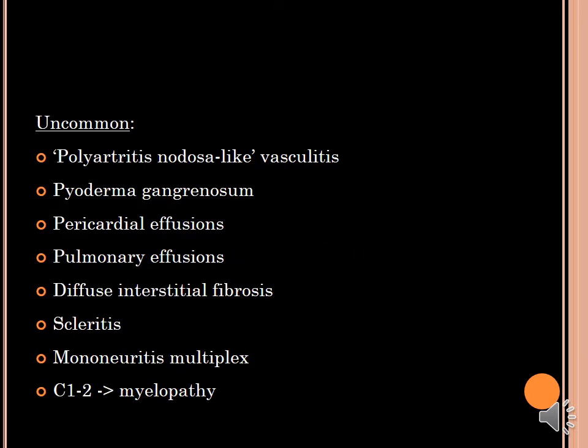Uncommon findings include polyarteritis nodosa-like vasculitis, pyoderma gangrenosum, pericardial effusions, pleural effusions, diffuse interstitial fibrosis of lungs, scleritis, which can also result in scleromalacia with thinned out sclera, mononeuritis multiplex due to involvement or entrapment of multiple nerves, and C1-2 myelopathy.